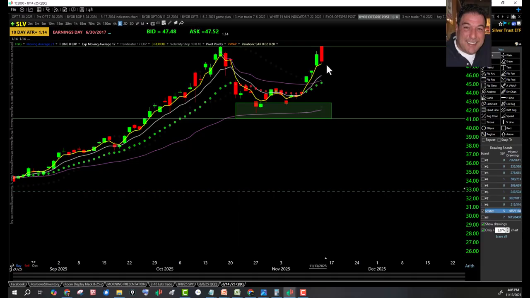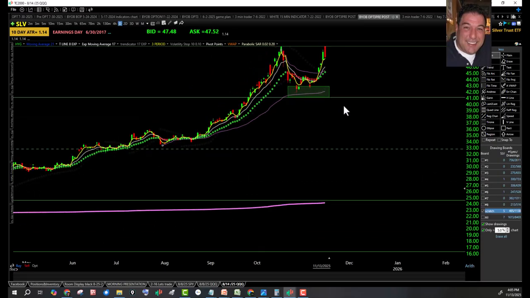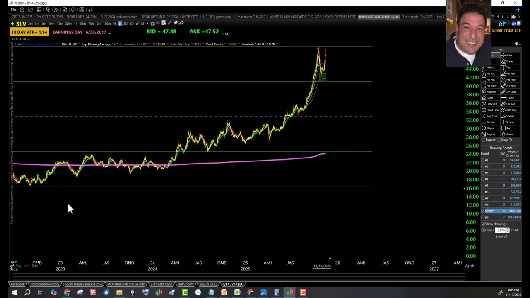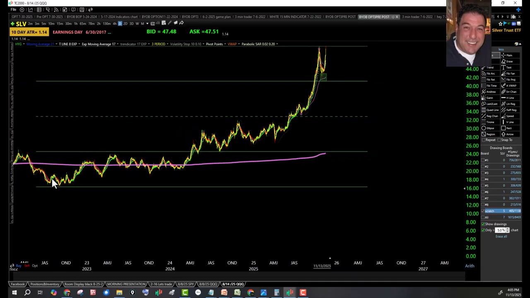Obviously, everything's still in an uptrend and still bullish, making new all-time highs. I'll back out so you can see the rally, which started right here in 2022, which led to the all-time highs right there.